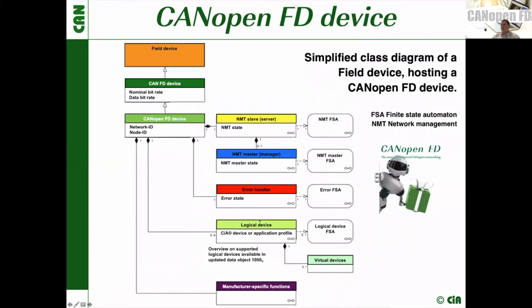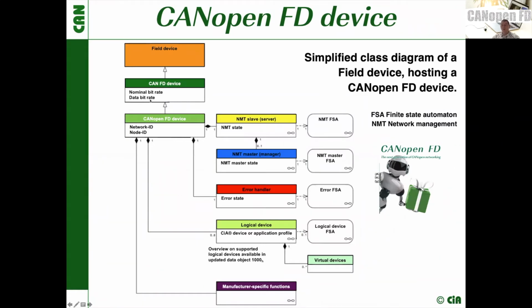So you see here the CANopen FD device model. This device is a little simplified model, but it's more or less identical to what you may know from classic CANopen. You have a field device. From this field device, we have a CAN-FD device. It's more or less our CAN-FD controller, where I adjust the bit rate. And from this CAN-FD device, my CANopen FD device inherits the bit rate.